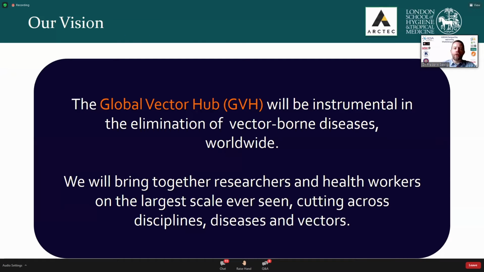And Leo had alluded to this already in the introduction, the Global Vector Hub will be instrumental in helping to eliminate vector-borne diseases worldwide, by bringing together researchers and health workers on a very large scale, cutting across disciplines, breaking down silos, and connecting people from different disease and vector branches.